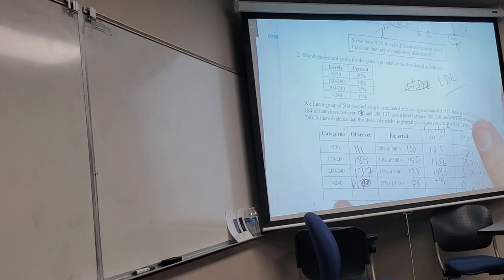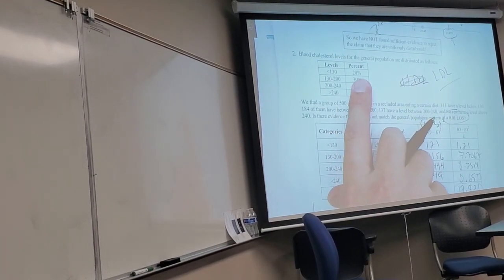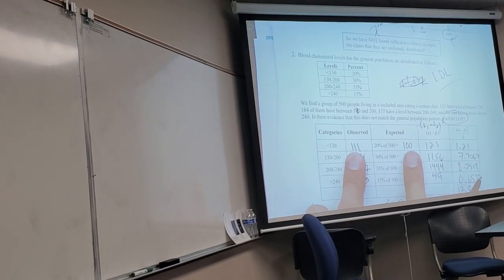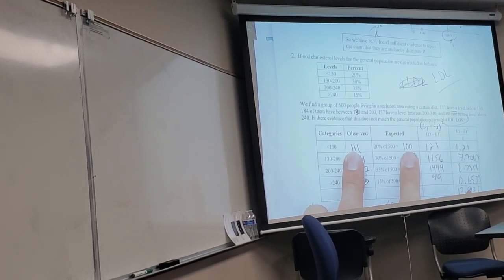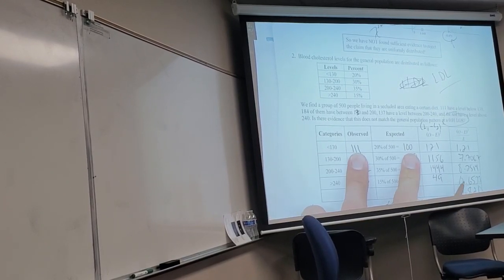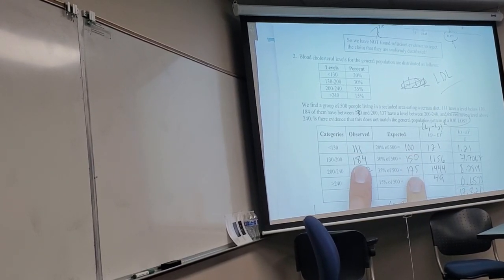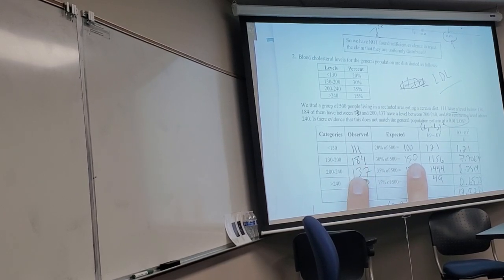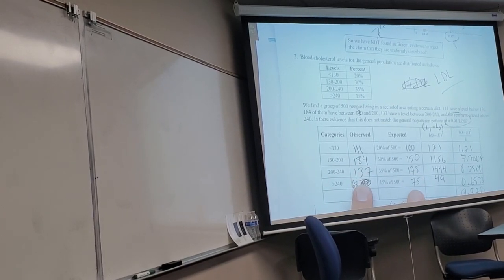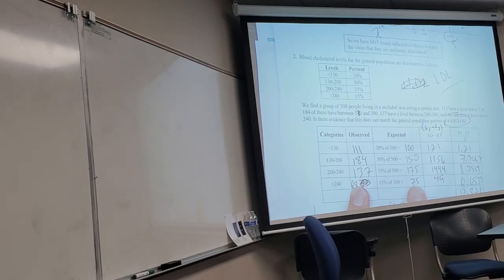How do you tell? Did more of them have lower than expected? 111 had lower than 130. We expected 100, correct? 184 had between 130 and 200, which is still good. We expected 150. And then fewer had higher amounts of cholesterol, correct?